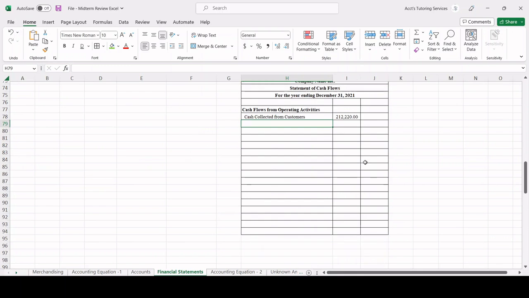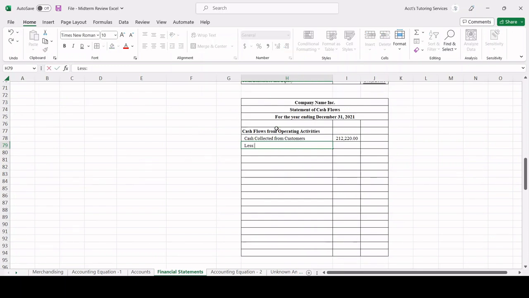So we're going to subtract those two now. So we're going to subtract cash paid to suppliers. I'm putting that first because that's more of a bigger expense, right? So that once again is going to be 181,335, negative because we're losing money, and then we're going to subtract cash paid for interest, and that's going to be negative 10,665. So we're done with everything for operating activities, right?